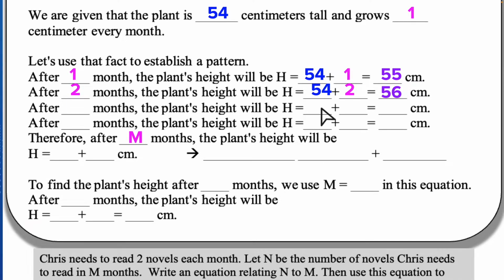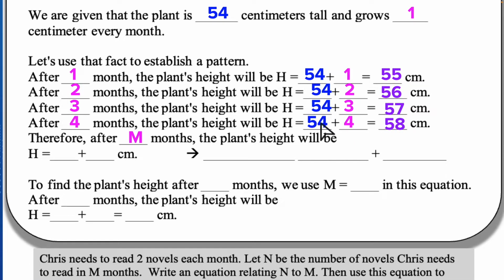So after 3 months, the plant's height will be 54 plus 3, because 3 times 1 is 3. So we have 57. After 4 months, the plant's height will be 54 plus 4, because, again, 4 months times 1 centimeter for each month. So we have 58 centimeters. So we definitely have a pattern here.